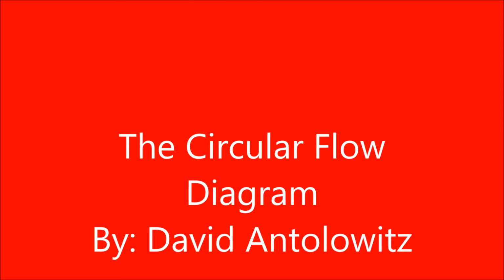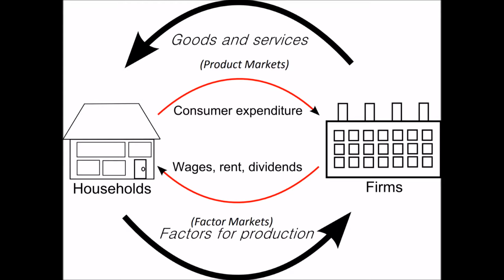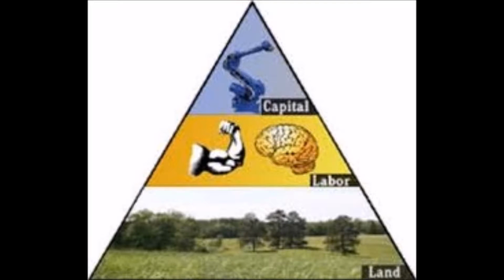The circular flow diagram. In a market economy, there is a principle called the circular flow diagram, which is used to show the relationships between firms, the households, and the markets they both participate in.